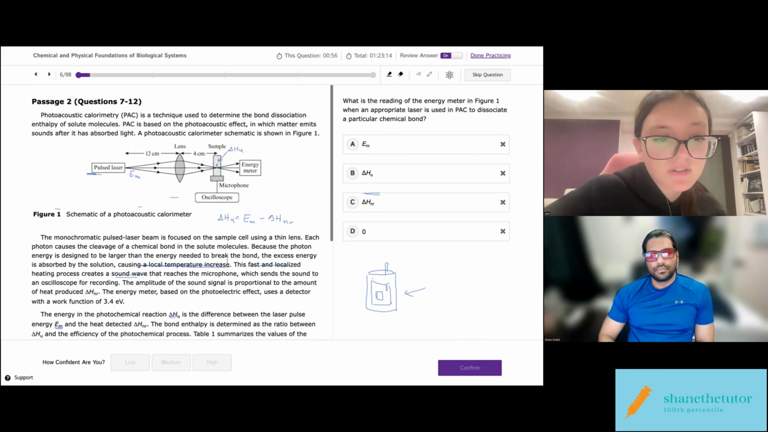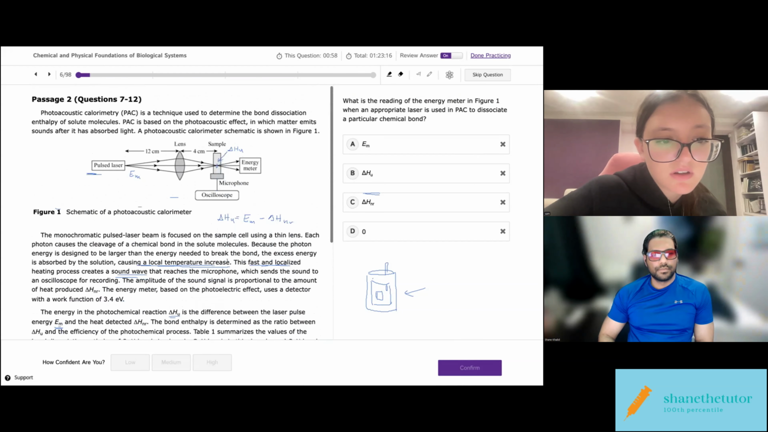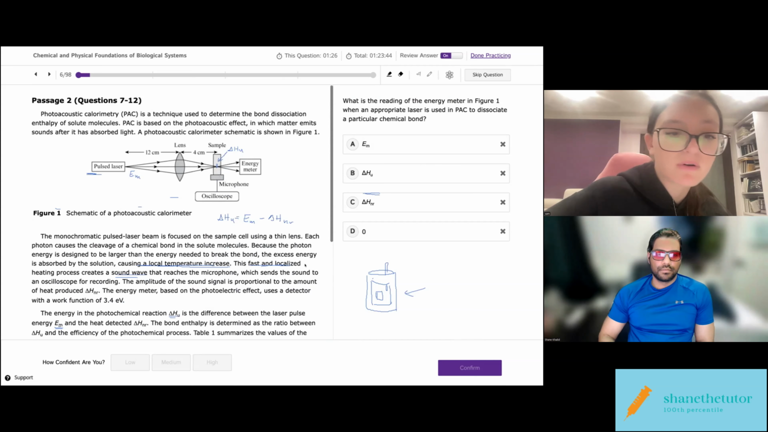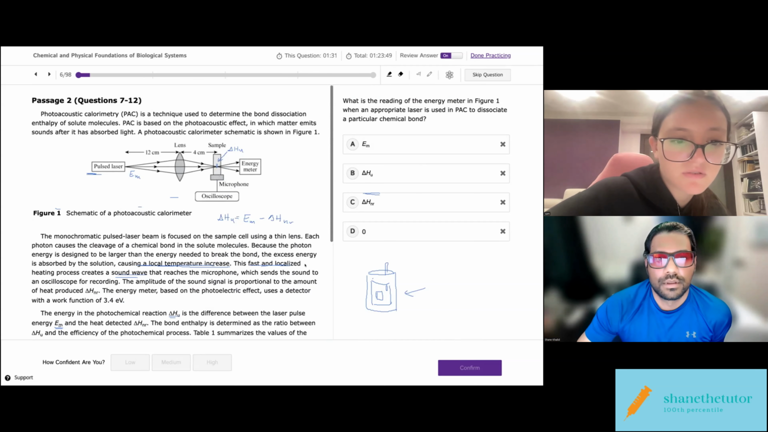This is back when we were doing... So EM is laser pulse energy. Reading of the energy meter when appropriate. Wasn't it part of this equation that we wrote out over here? That energy of the photochemical reaction in HNR is the heat detected to dissociate a particular chemical bond. Well, that's the photochemical.